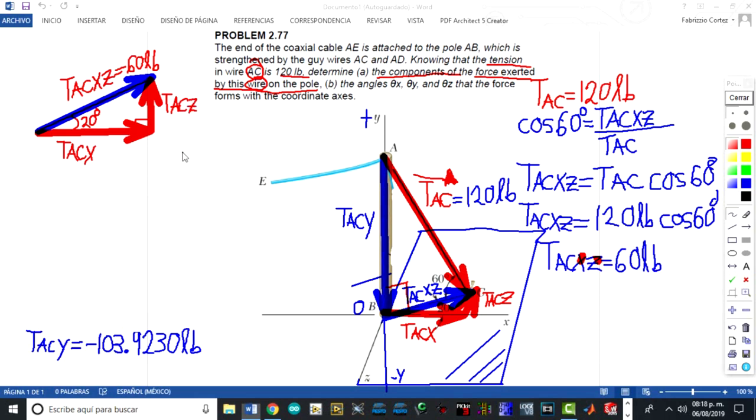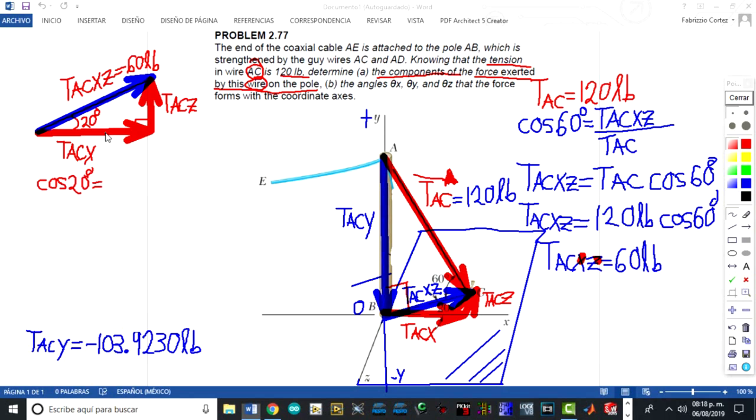So as we can see, again, we have a right triangle, and we can apply trigonometrical functions in order to determine the components TACX and TACC. So in this right triangle, I can say that cosine of 20 degrees equals to what? Cosine of an angle is the adjacent side divided by the hypotenuse.